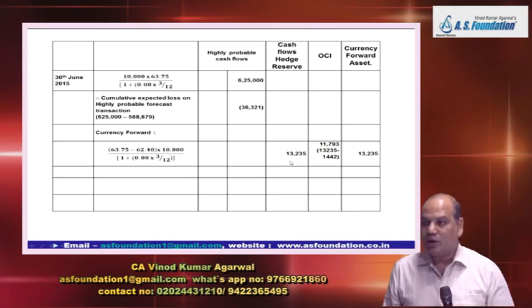I have already accounted for 1442. So now I will pass the entry for the difference, the balancing amount, which comes to 11793. So now I am going to pass an entry on 30th June. Forward asset account debit to OCI account 11793. Don't worry, I am going to give it. And then my balance in the balance sheet will be 13,235.